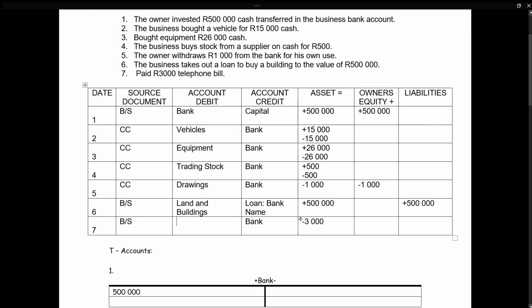And then the telephone bill, remember this is the telephone bill, so it's not an asset, it's an expense account, and expenses increases in the debit side, and expenses will always have a negative influence on your owner's equity. There you go. So minus 3,000 Rand equals minus 3,000 Rand plus 0. This one is done correctly.